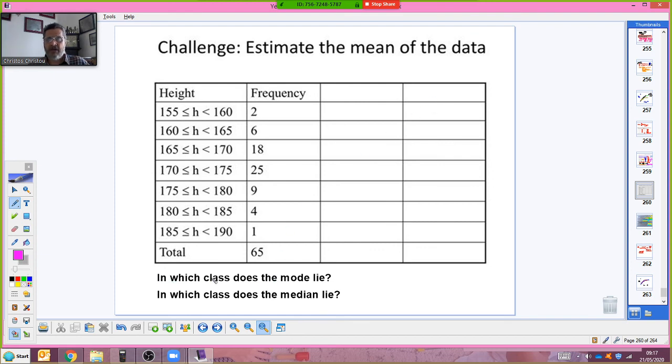In which class does the mode lie? Where's the mode? And clearly it's in this category here. In which class does the median lie? I haven't got a clue, I've not even done this question. I just found it from last year and students did it and I marked it. So I'm relying on some of you to get it completely right, so that I can use you as a marker for the other students when they give the work.